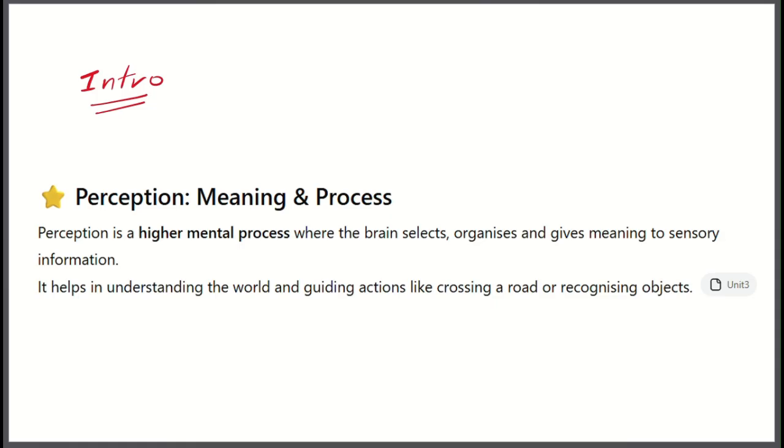What is perception? Perception is a higher mental process where the brain selects, organizes, and gives meaning to sensory information. It helps in understanding the world and guiding actions like crossing a road or recognizing objects.